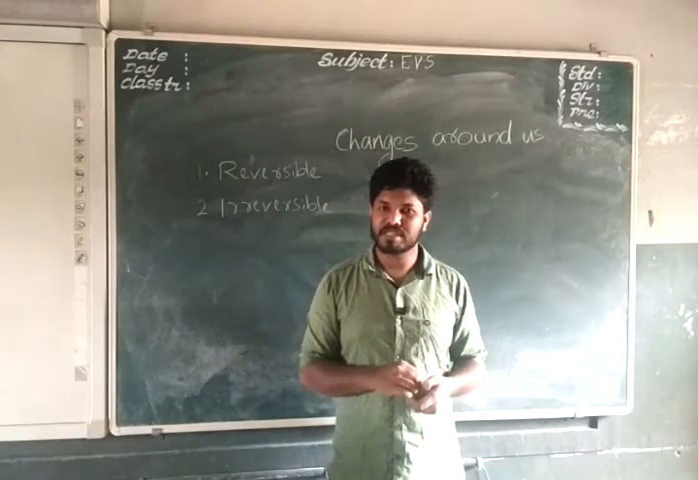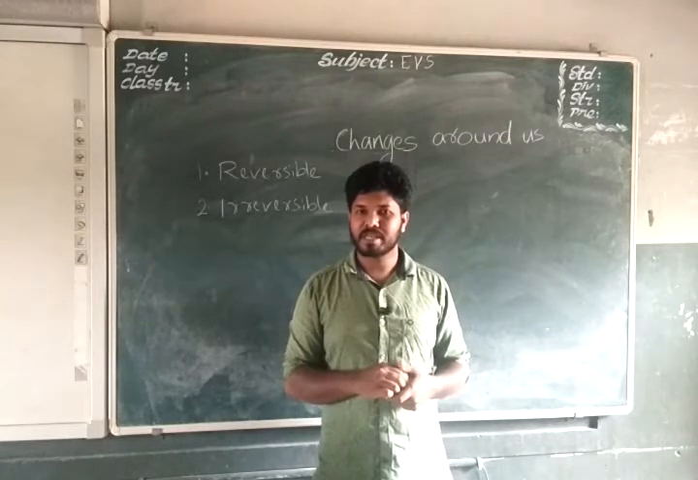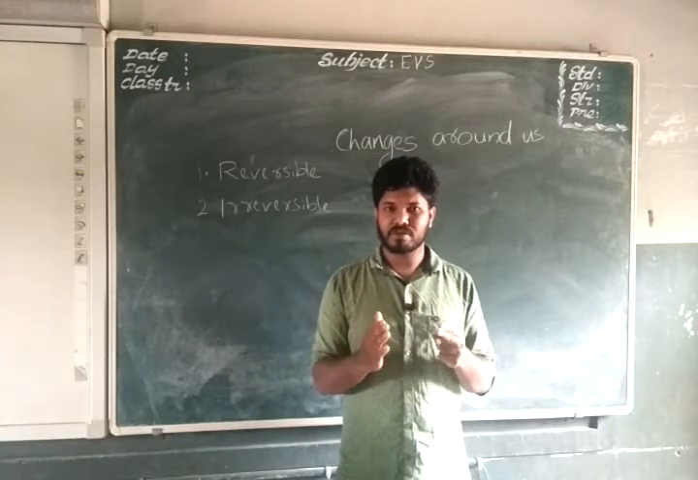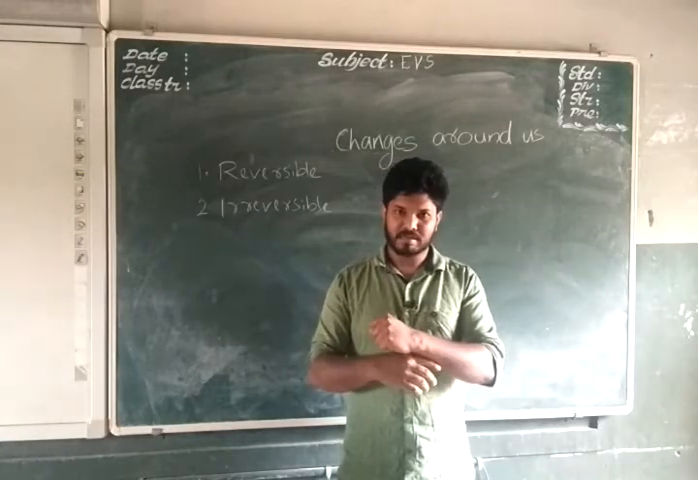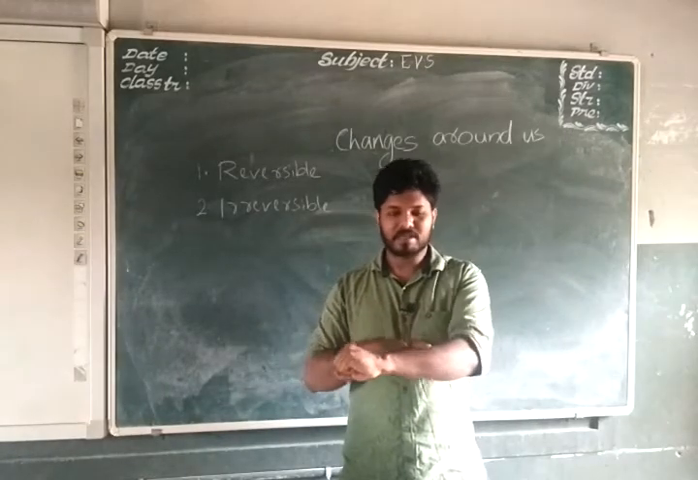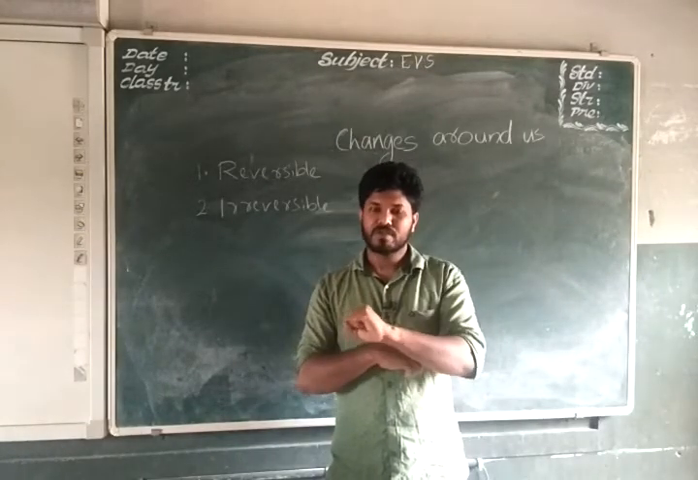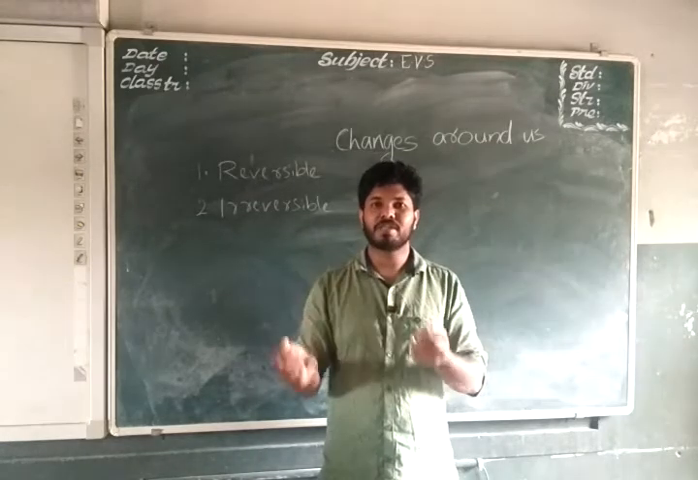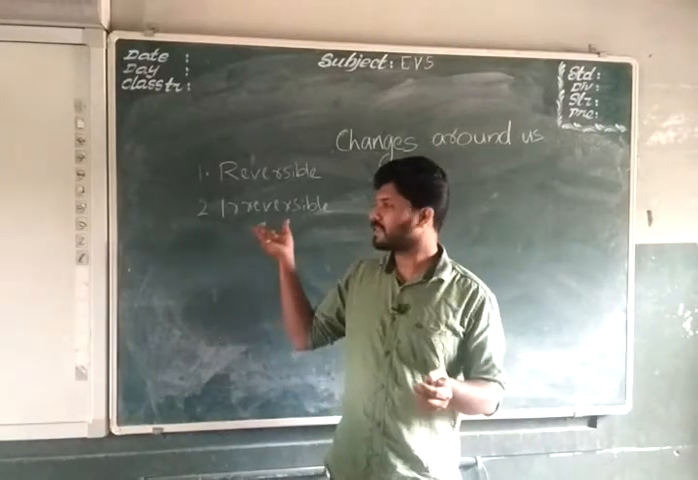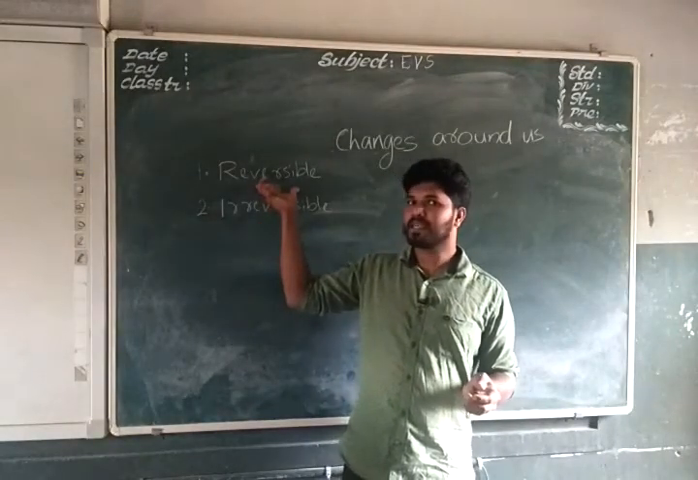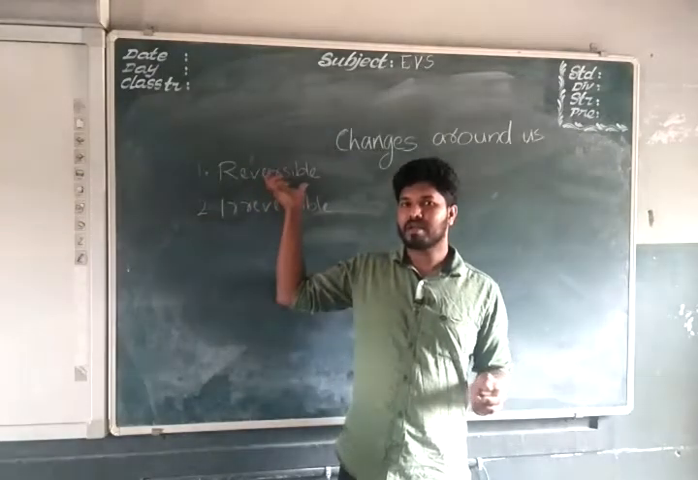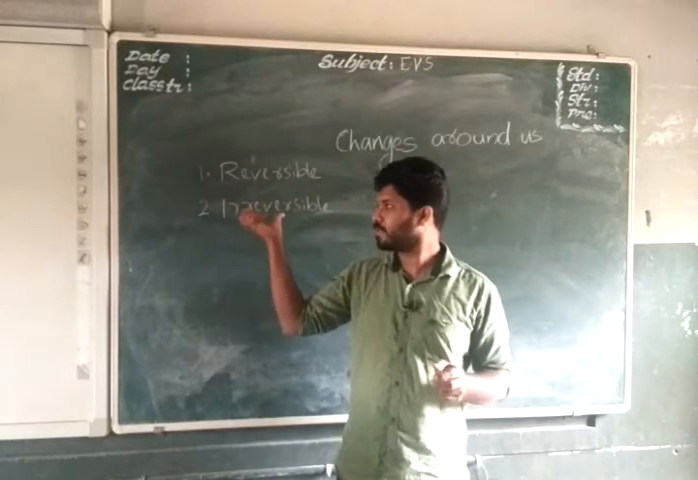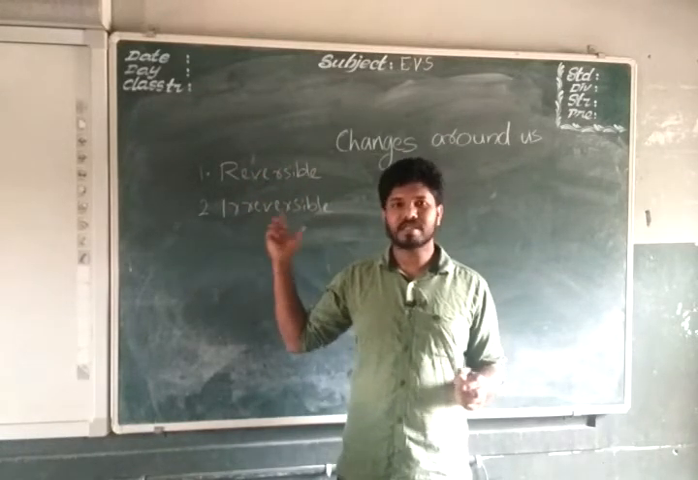That is reversible change. But some changes, if you are making the same thing with plaster of Paris, you know, when you get some accidents, the hospital uses plaster of Paris. If you make some objects with this plaster of Paris, we can't remold it into another shape. So that is irreversible change. So the changes that can be brought back into the initial position or condition, that is called reversible change. That cannot be brought back into initial condition, that is called irreversible change.